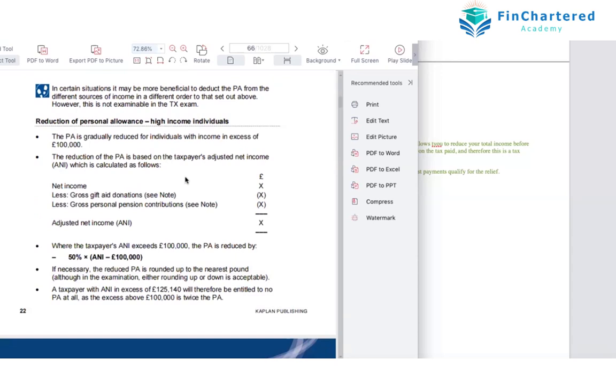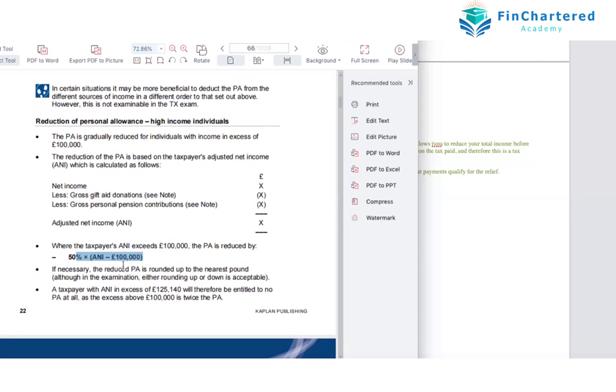Okay, then what happens when you cross 100,000? Whenever you cross an income of 100,000, the personal allowance will drop by 50% of the excess over 100,000. So, for example, if your adjusted net income is 108,000, the excess over 100,000 is 8,000. So your personal allowance will fall by 50% of 8,000, which is 4,000. So from 12,570, it will become 8,570.